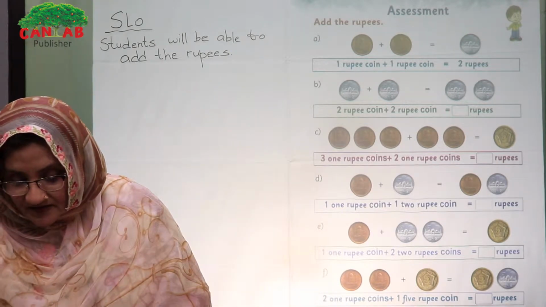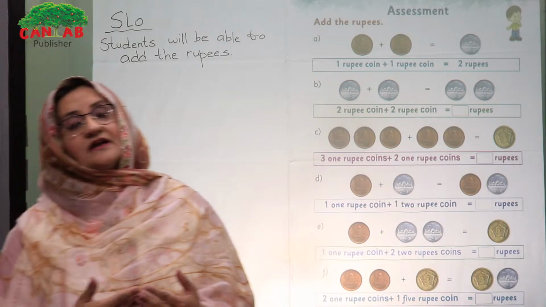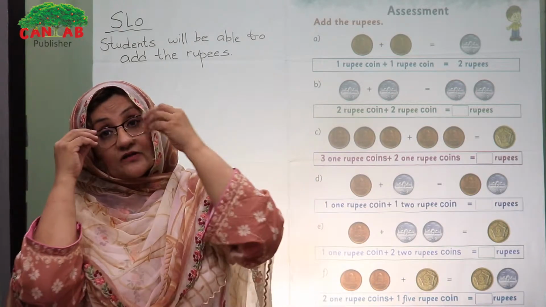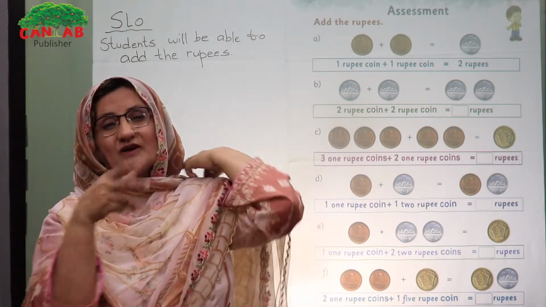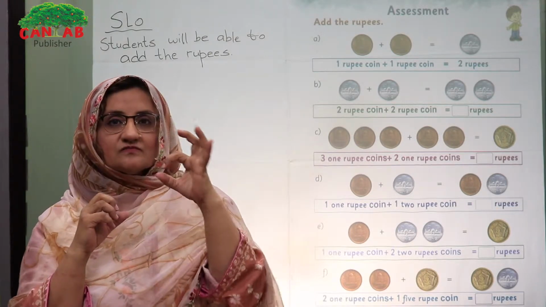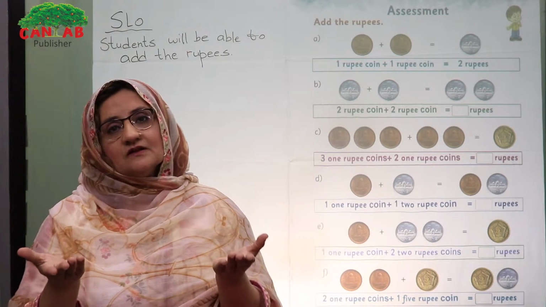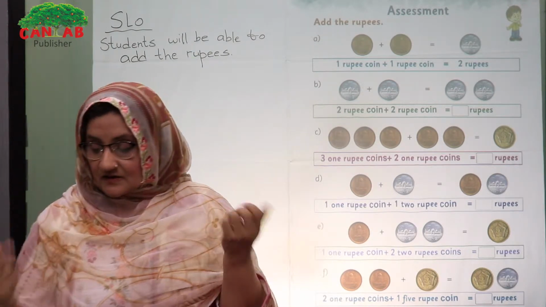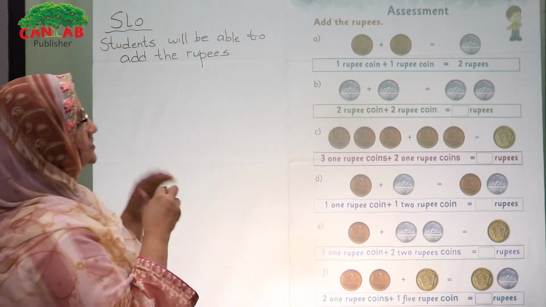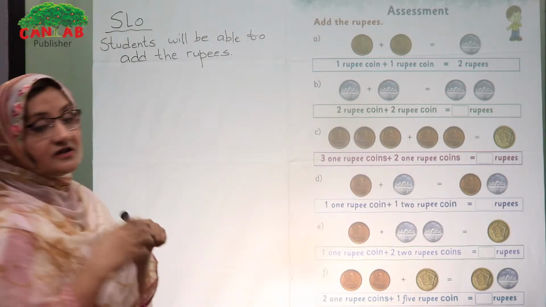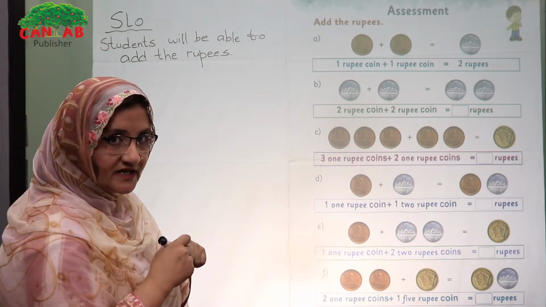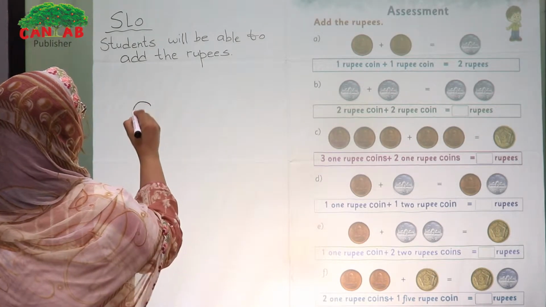Now, for creating or developing interest among the students, what can we do? We can cut out the coins from colored chart paper, and we can use these dummies for the addition purpose. Now look at here. I'm going to invite students for the board work. Students, get ready for the board work. Are you ready? Good.